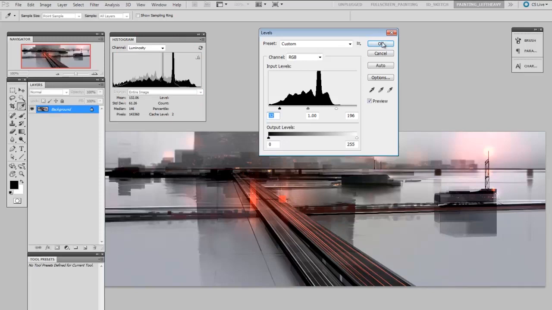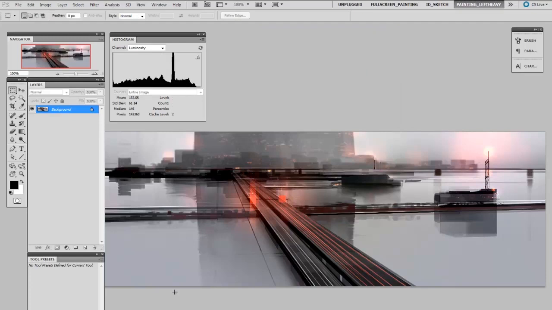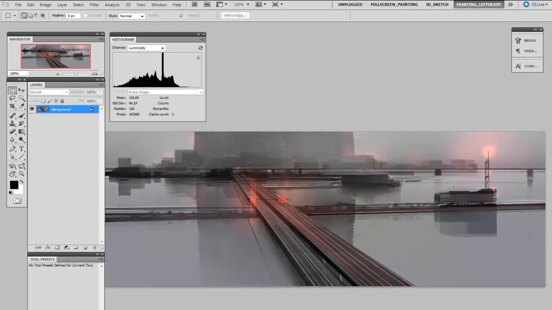So if I were to confirm this, the histogram would update. Now there is a different value arrangement inside of my image. And if I undo that real quick, you can see the difference. So now this is a tighter grouping around the center of the value range. That means it is generally lower contrast.